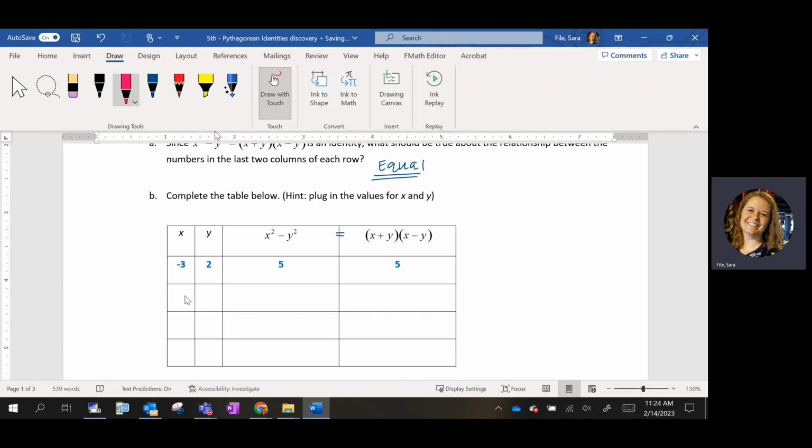So you're going to pick any random x and y values. So if I picked 5 and 4, for instance, I said, what if x is 5 and y is 4? And I go to plug those in. 5 squared is 25. 4 squared is 16. 25 minus 16 is what? Okay, so then I'm going to check this side. 5 plus 4 is 9. 5 minus 4 is 1. 9 times 1 is, there it is. So that one checked out.